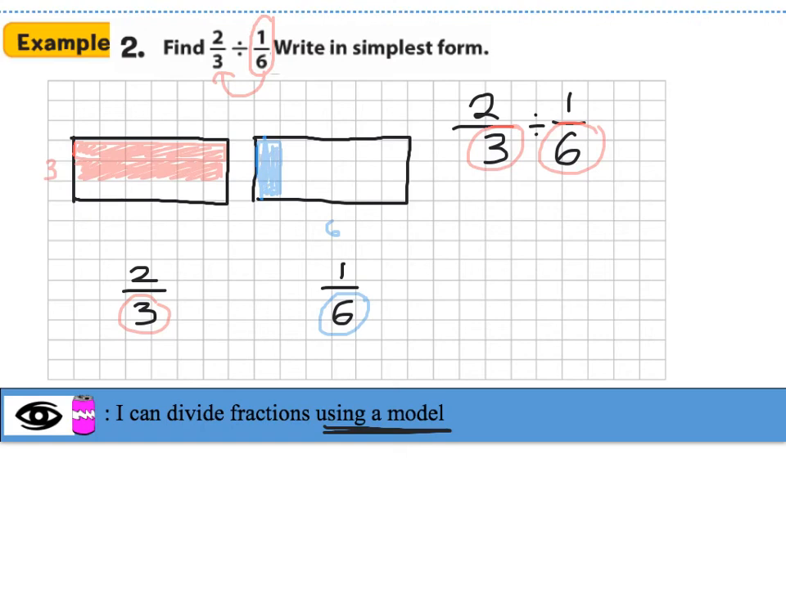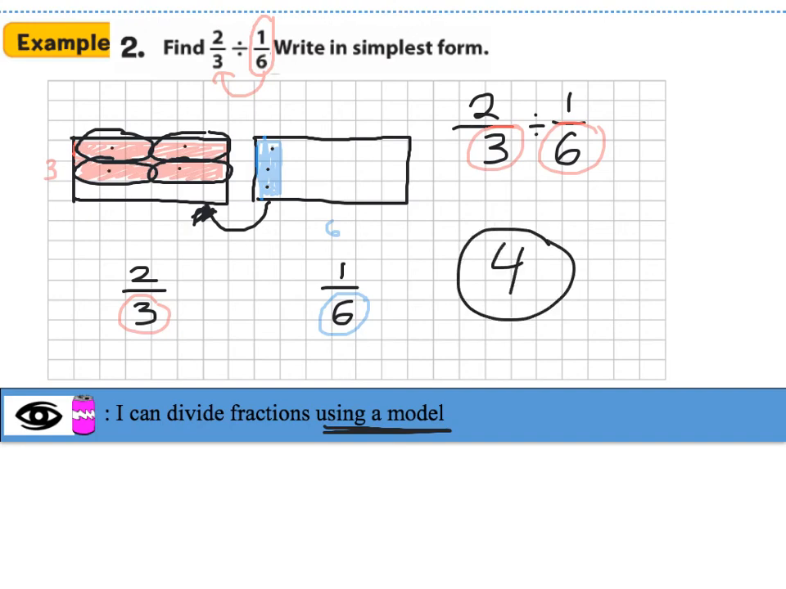Now let's ask ourselves, can the blue, or the 1/6, go into the red a number of times? So one whole group is 3, because here's 1, 2, 3. 3 boxes make one whole group. So let's see if we can place those blue boxes into the red box. So here's one group right here. We can fit another group right here, another group right here, and another group right here. So I was able to make 1, 2, 3, 4 whole groups, nothing left over, and that is my final answer.